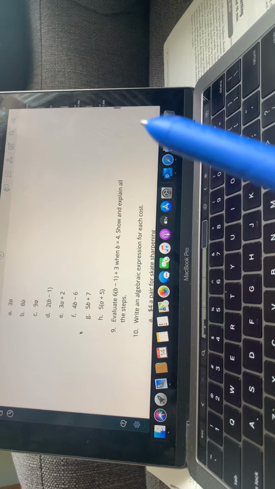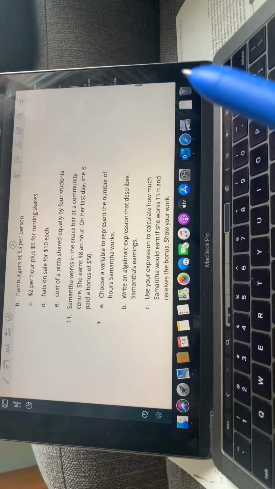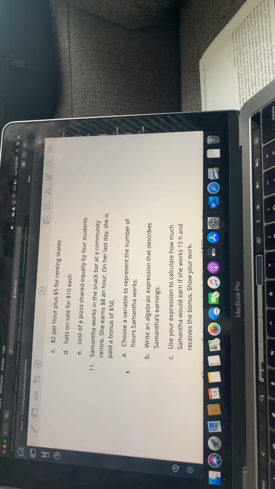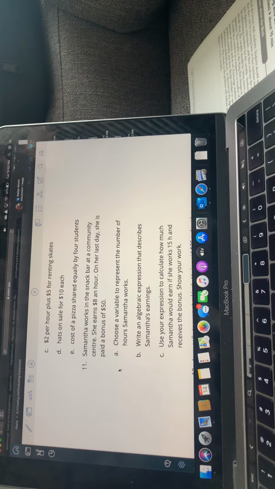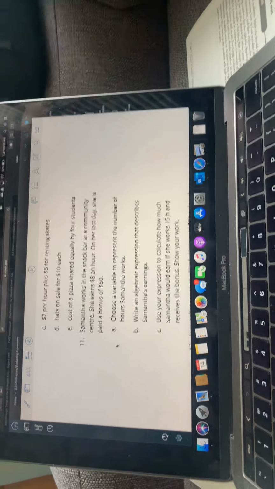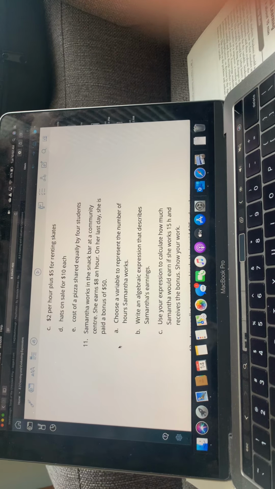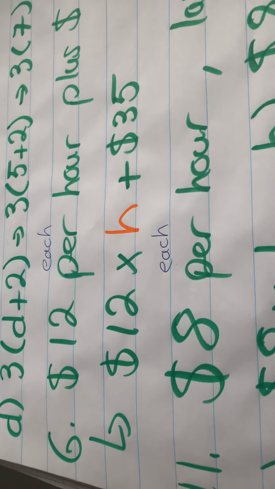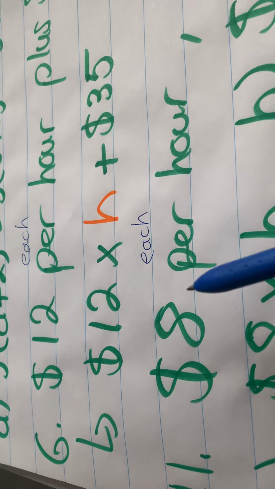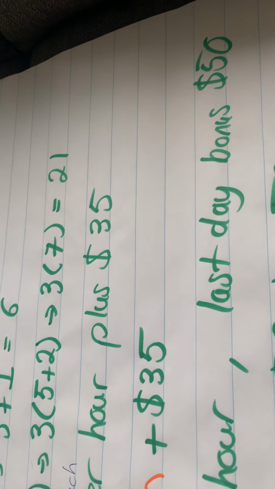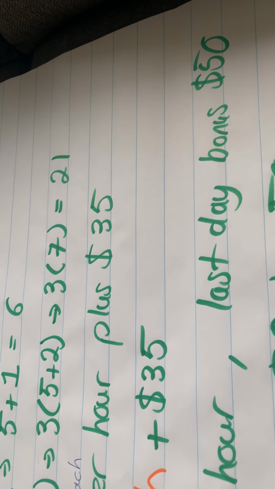Now we jump to number 11. Okay, it reads, Samantha works in a snack bar at a community center. She earns $8 an hour. On her last day, she is paid a bonus of $50. Choose a variable to represent the number of hours Samantha works. So first thing I did for number 11 was write down what I knew from the question. She gets $8 an hour, $8 each hour. And then on her last day, she gets $50.